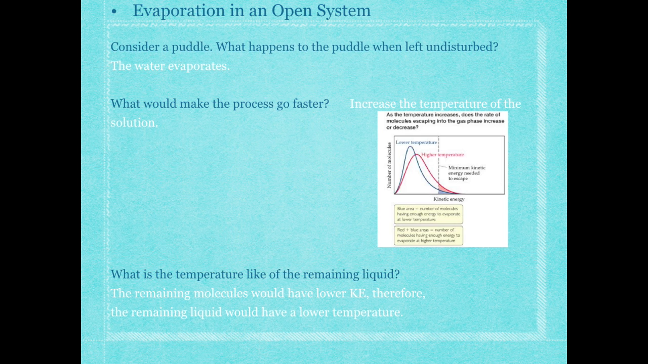Now, the next question is actually interesting, and this explains why you sweat. It asks what happens to the temperature of the remaining liquid after those molecules have evaporated. What actually happens is that the temperature decreases. The reason is that you are losing molecules that have a high enough kinetic energy to leave the solution, and therefore the molecules that are left have a lower kinetic energy and a lower temperature. That's why, when your sweat evaporates, it leaves you with cooler liquid on your skin, and it's an attempt by your body to cool itself.